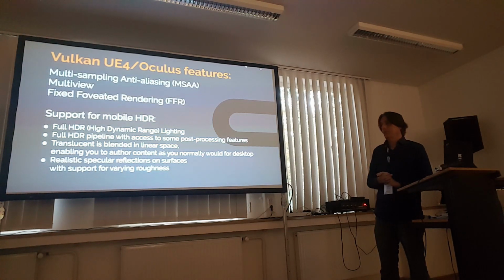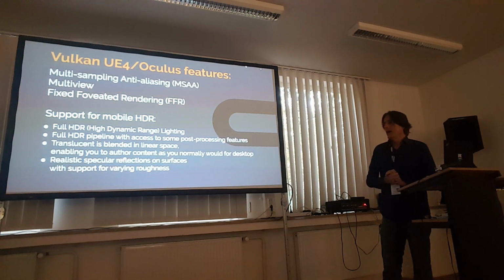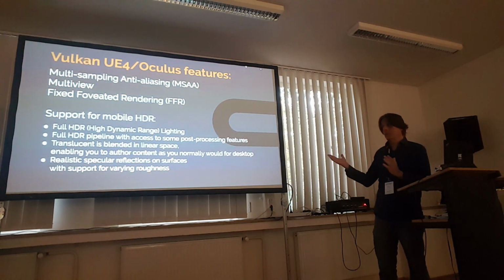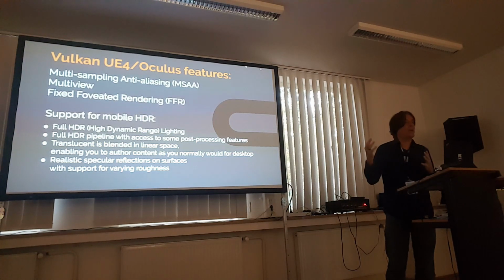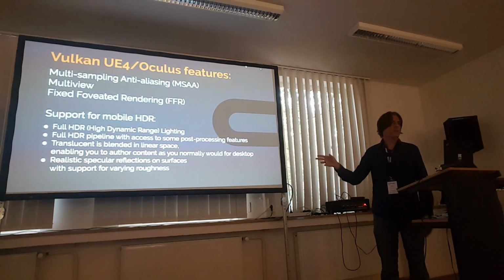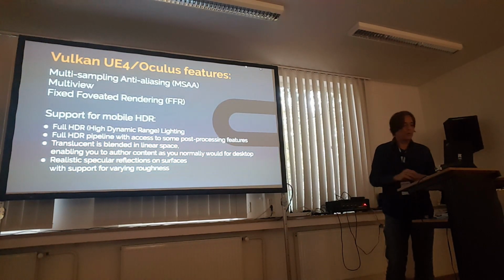And that means full HDR lighting, then the HDR pipeline with some post-processing features. Think tone mapping, grading, and translucency blended in linear space. That's very important if you want to do layering. And realistic specular reflections on surfaces with support for variance and roughness. That's very important for eye candy, something you see in high-end apps like Red Matter, where they actually did not use Vulkan. That was done in Unreal 4.19, but they use their own shaders.